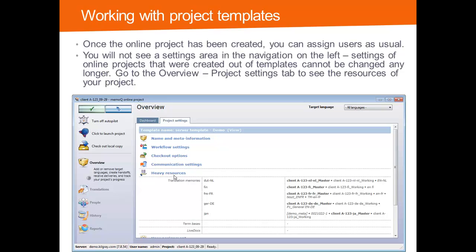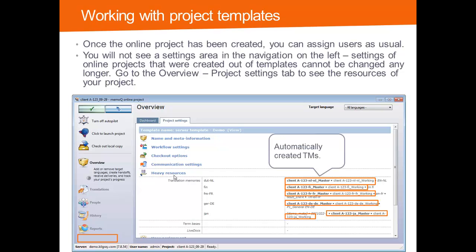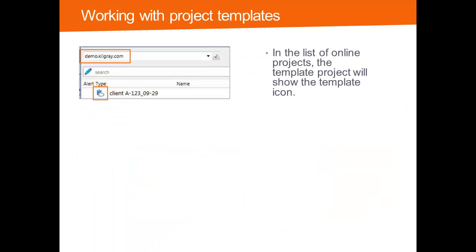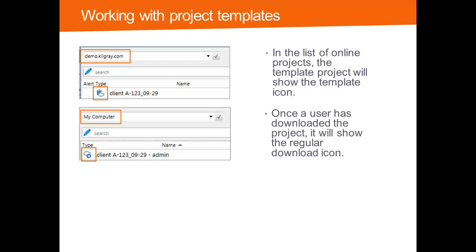Once the online project has been created, you can assign users as usual. You will not see a settings area in the navigation on the left. Settings of online projects that were created out of a template cannot be changed any longer. Go to the Overview Project Settings tab to see the resources of your project. Here you can see the automatically created working and master TMs, for example. In the list of online projects, the template project will show the template icon. Once a user has downloaded the project, it will show the regular download icon.